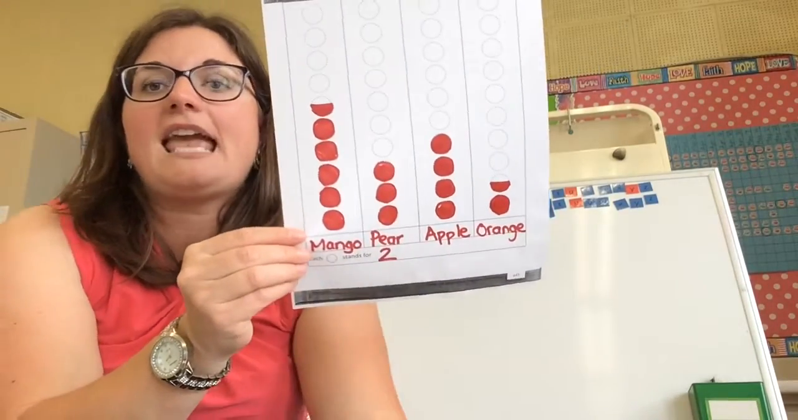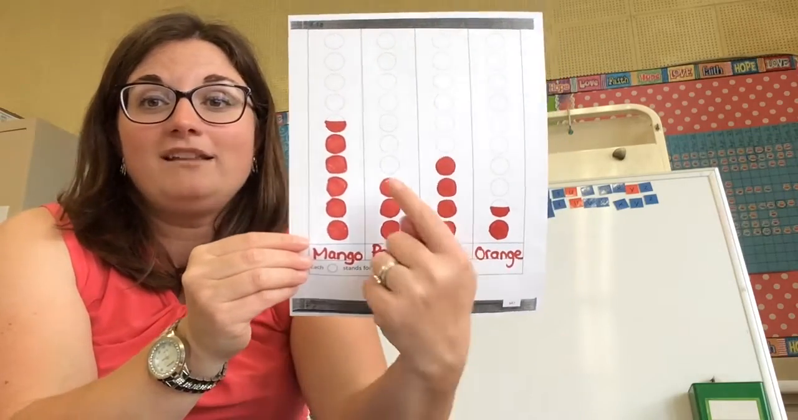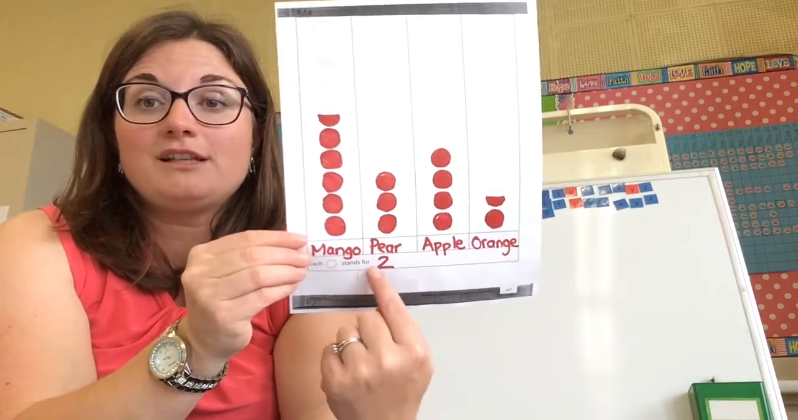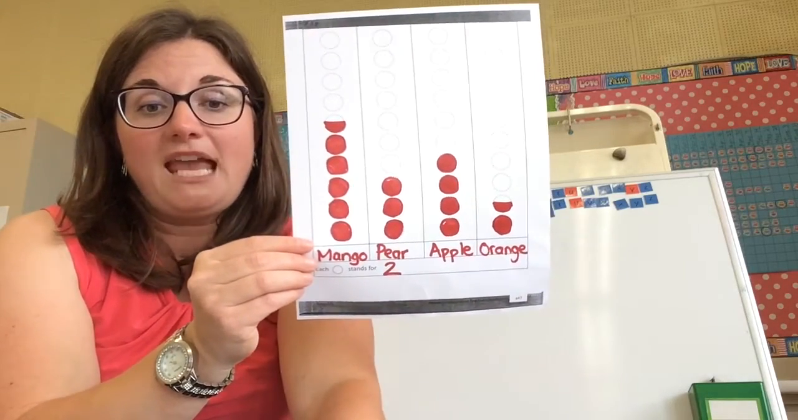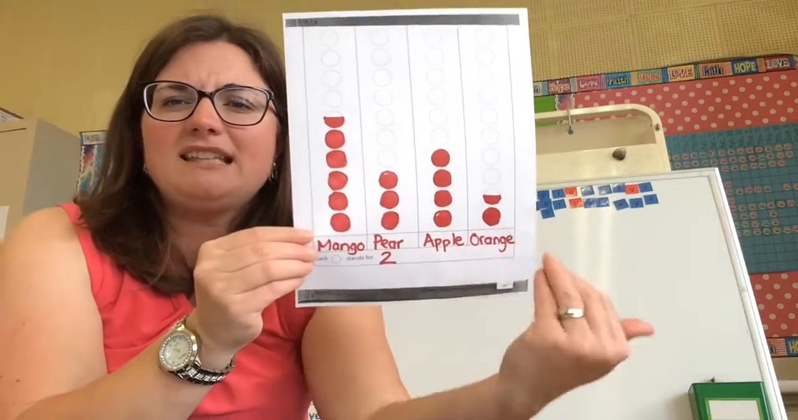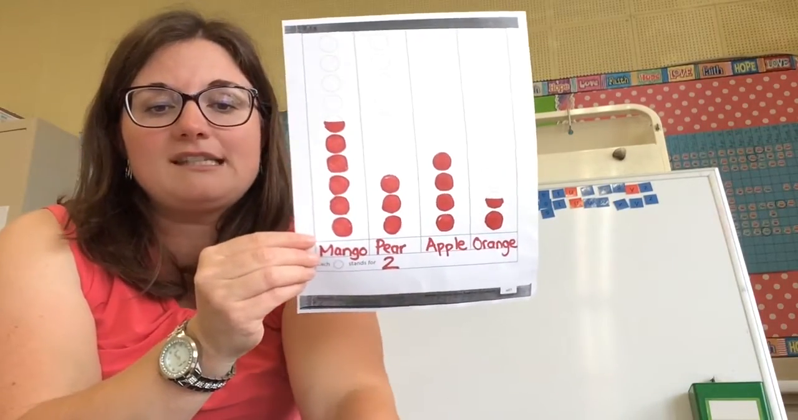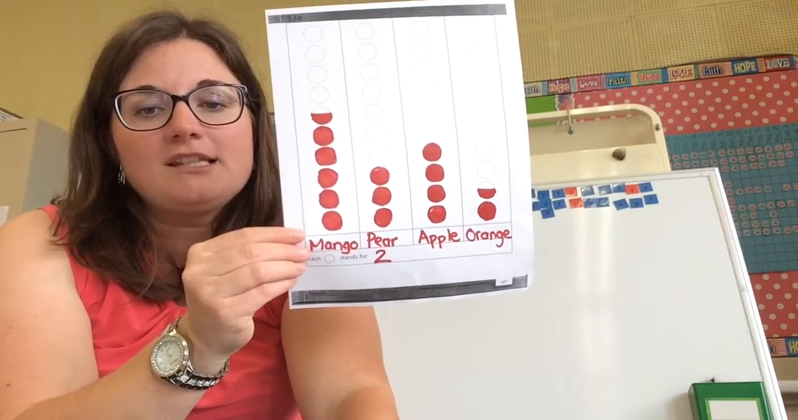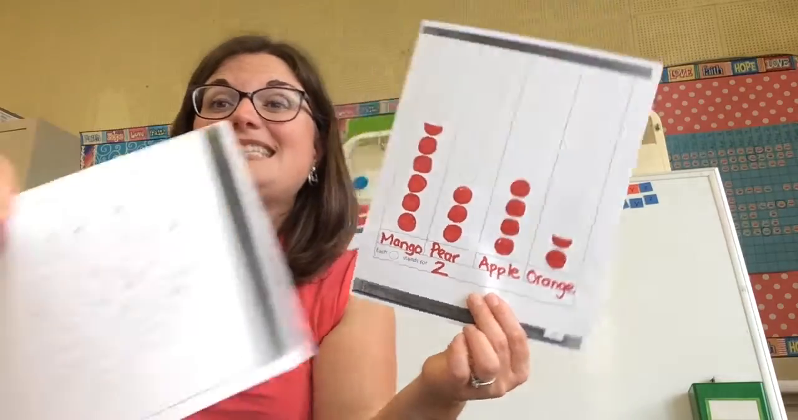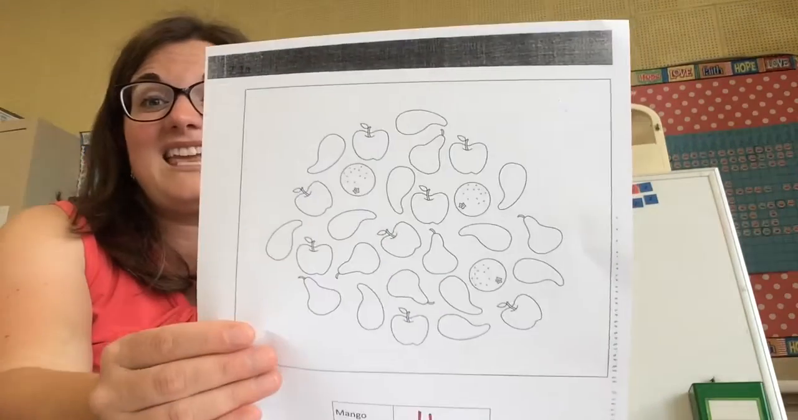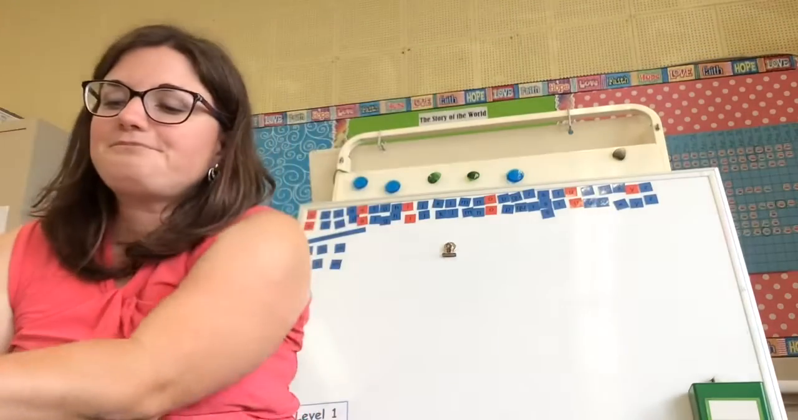I could also say, how many more apples do we have than pears? Well, it's 1 more circle, and 1 more circle is 2. So we have 2 more apples than we do pears. So we can see the most, the least, and compare the 2 different fruits to see what we have, okay? This is a lot easier for me to see than to try and look at this and say, how many mangoes, how many pears, how many apples, okay?